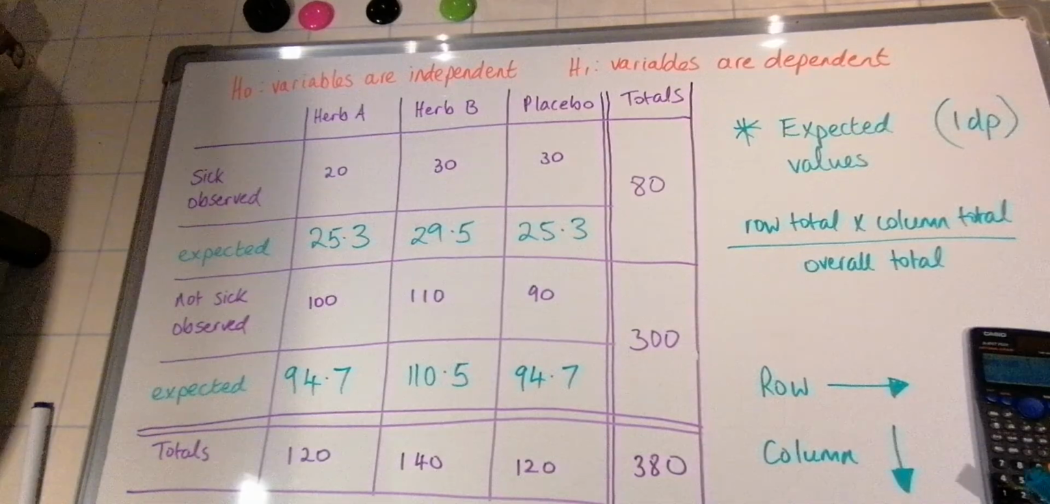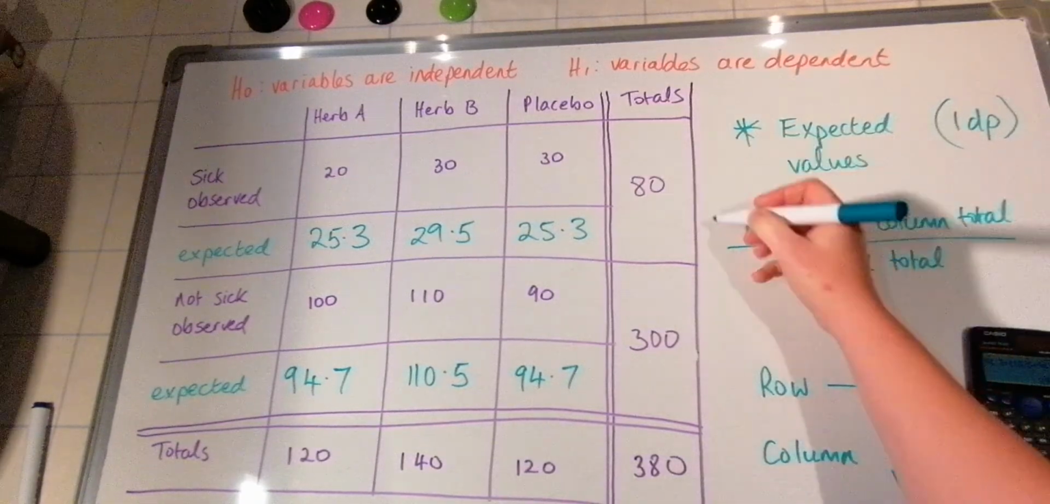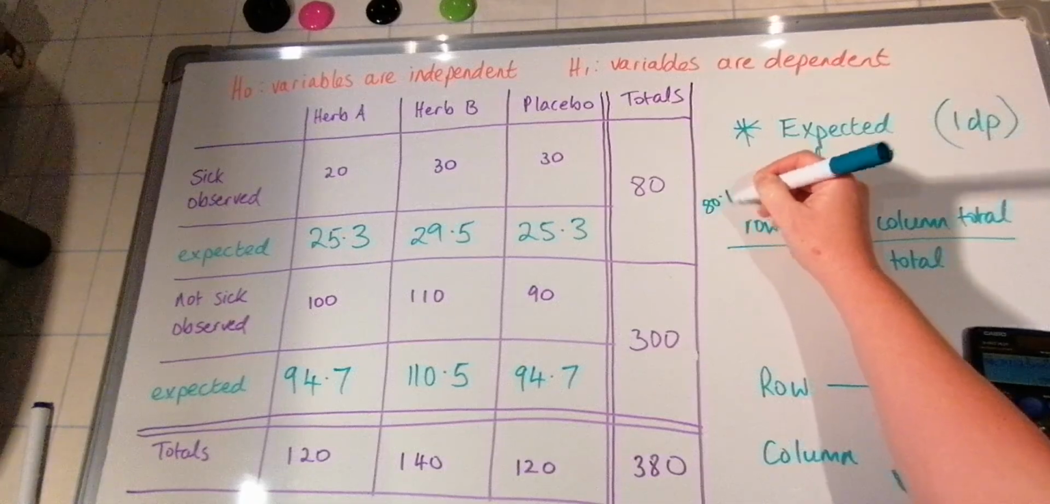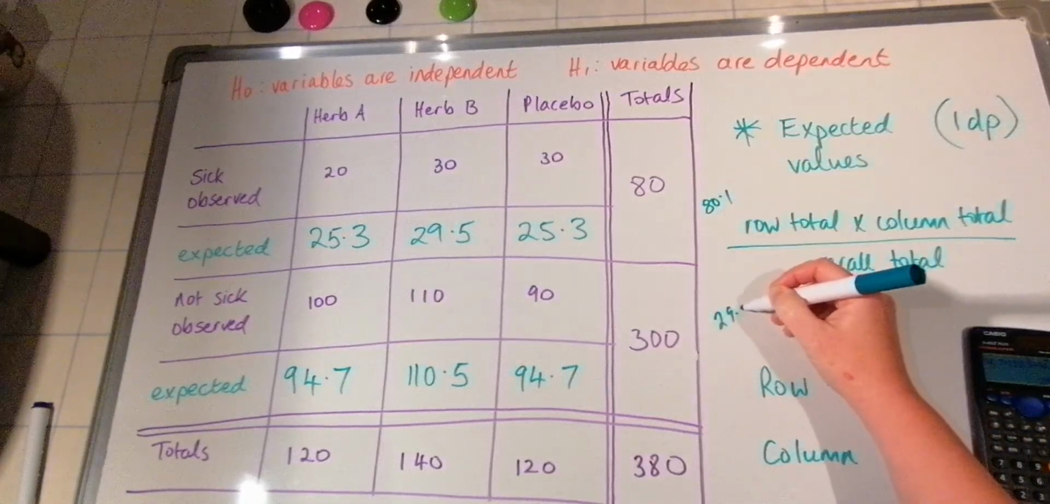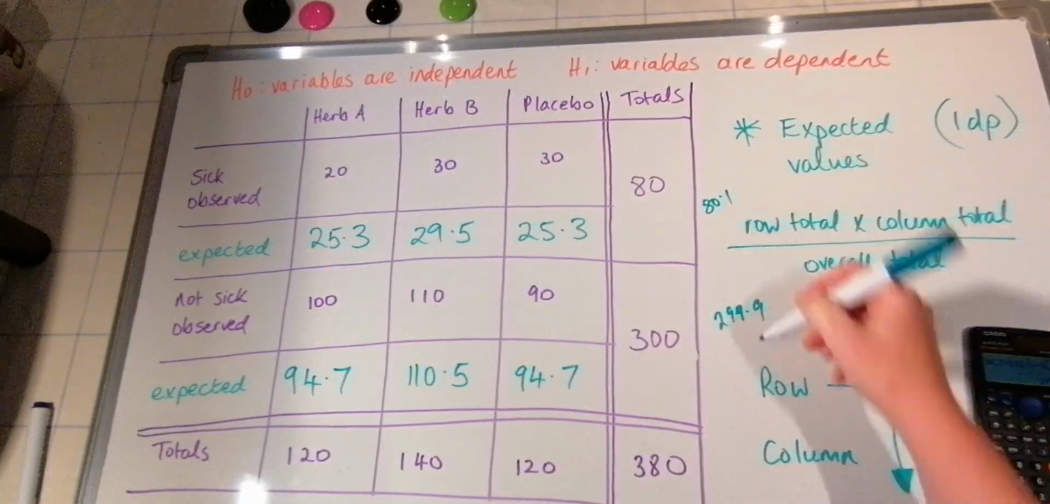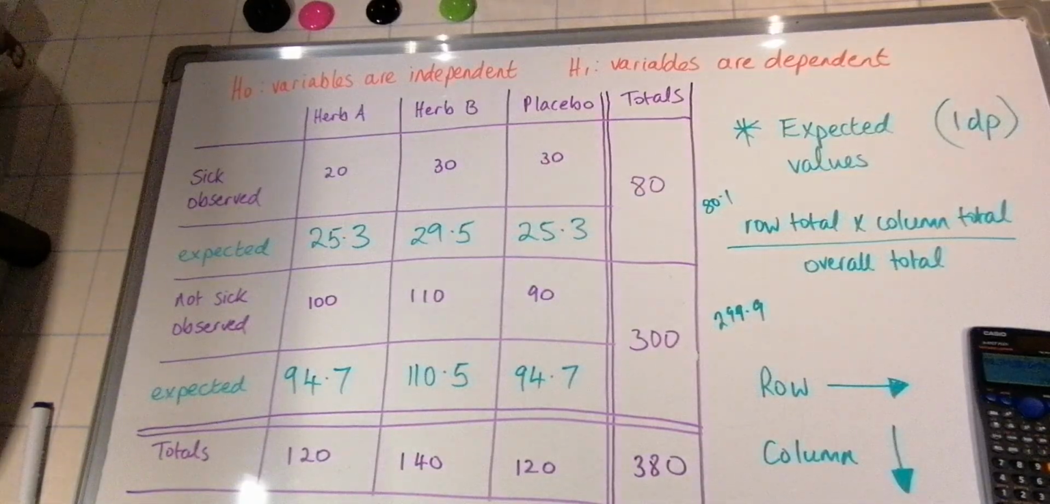94.7, and if I add that up too, I'm not going to get exactly 300 on the nose. Let's just see what we get. 0.1 off again: 299.9. I'll take that because the other row worked out at 80.1, and if you add both of them together you're going to get your 380 there. So we'll leave our numbers as they are for now.